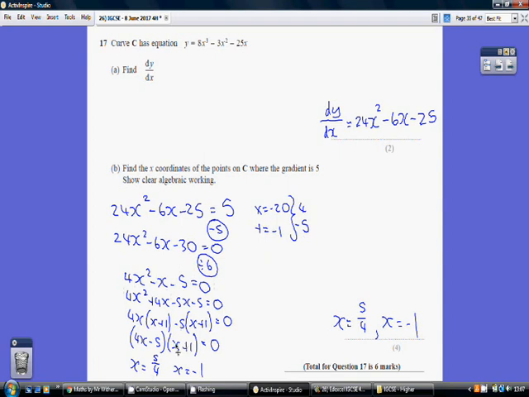So my two solutions are what make each of these brackets equal to 0. So my first solution is 5 over 4, or 1.25, and my second solution is x being minus 1.